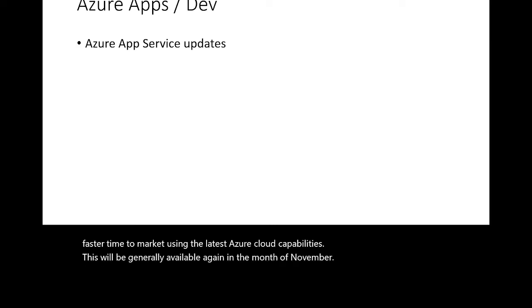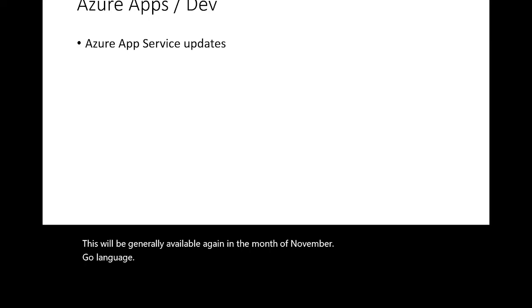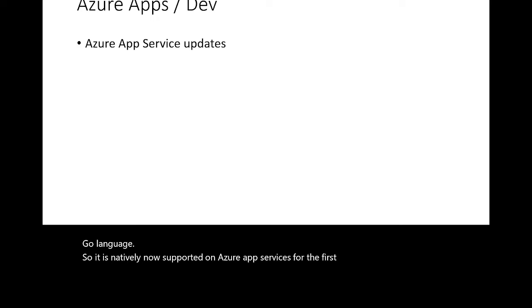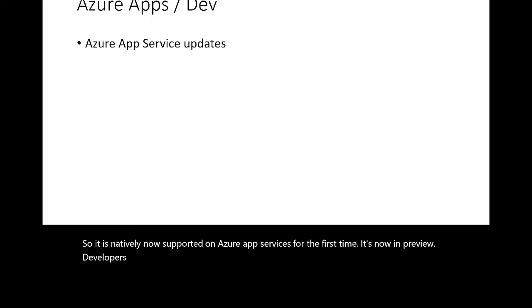Go language is now natively supported on Azure App Services for the first time. It's now in preview. Developers can now innovate faster using fully managed app platform services for cloud-centric web apps.